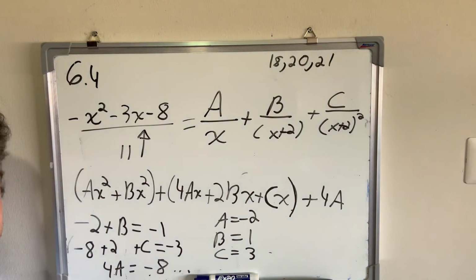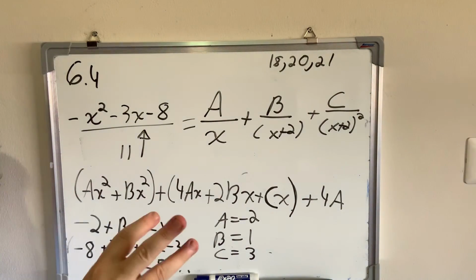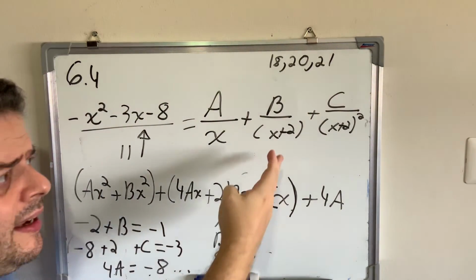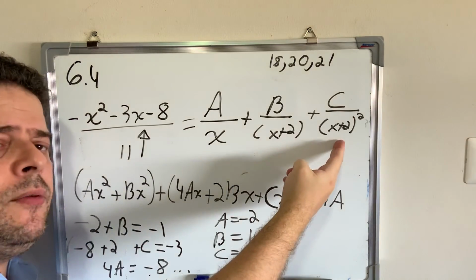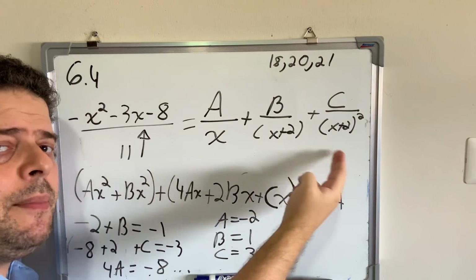Again, the only difference with this process and examples 1 and 2 is that when you end up with a repeated root, you have to differentiate it in the denominator. That's it.